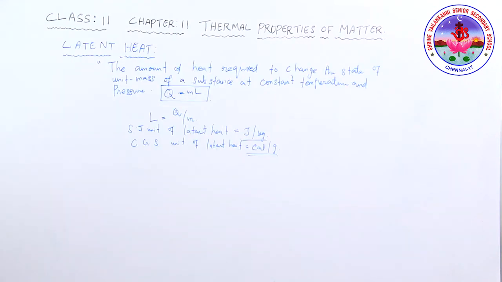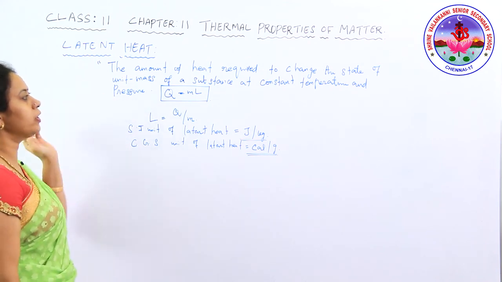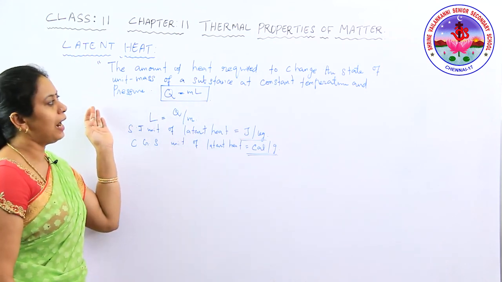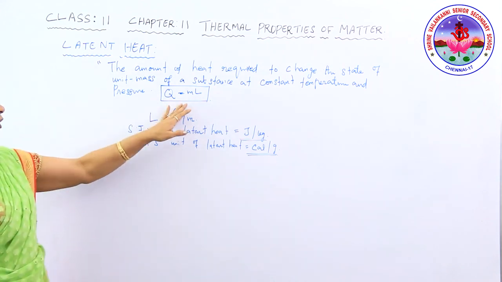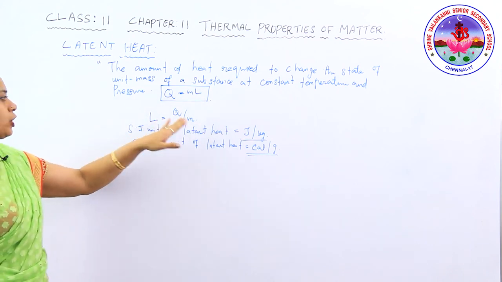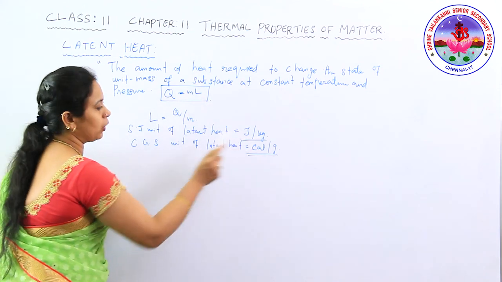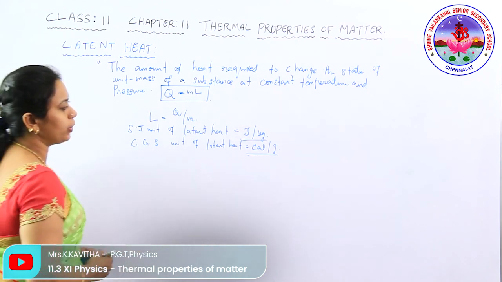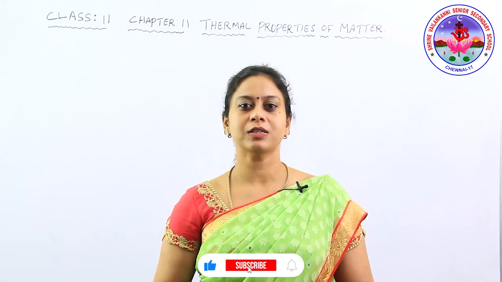Right. Latent heat is the amount of heat required to change the state of unit mass of a substance at constant temperature and pressure. So Q equals mL. Here the latent heat L equals Q by m. The SI unit of latent heat is joule per kilogram and the CGS unit of latent heat is calorie per gram.